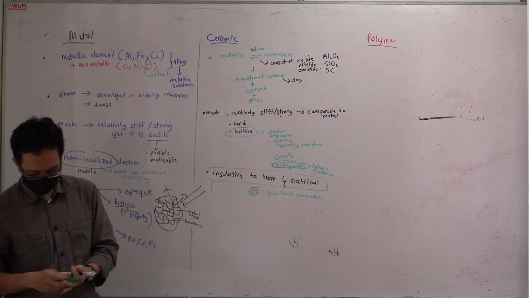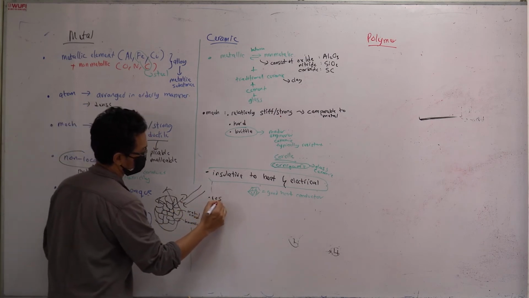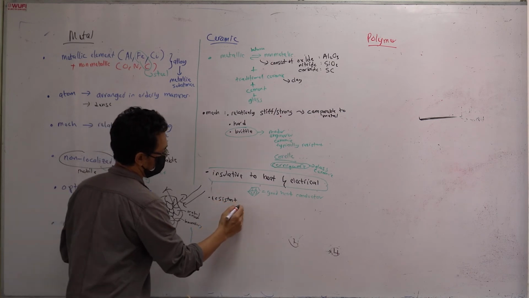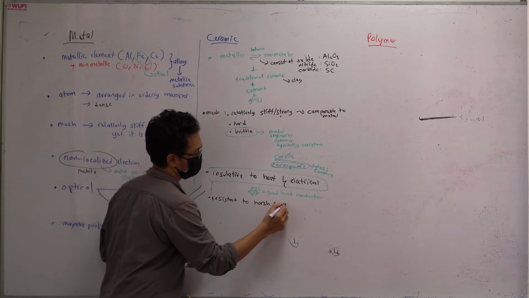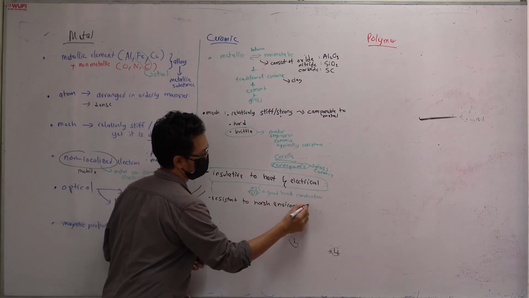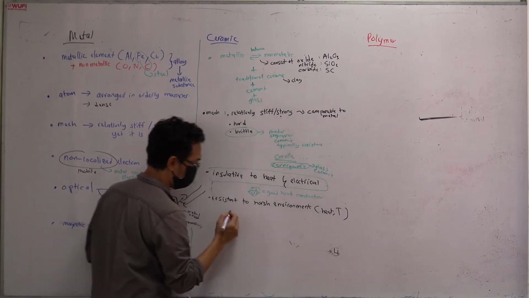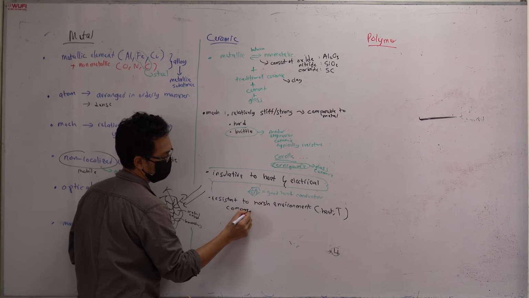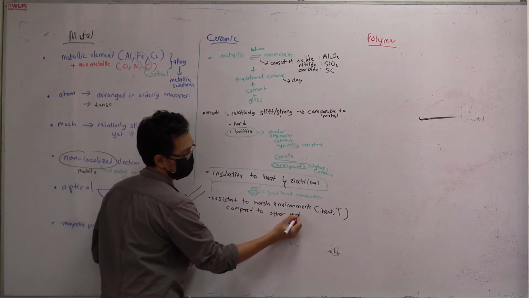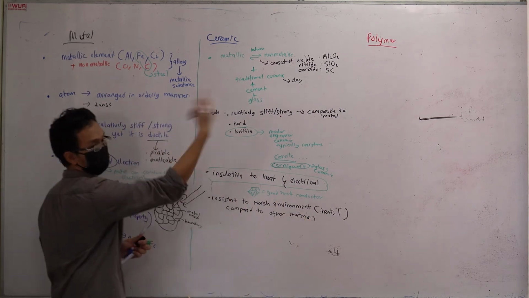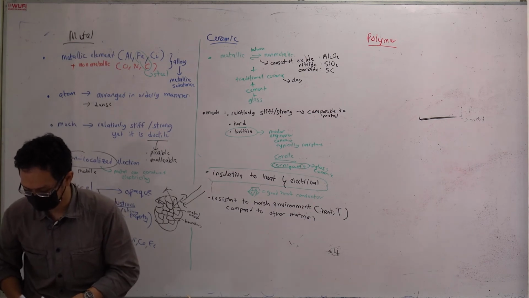Also, one of the properties of ceramic is resistance to harsh environments, for example in terms of heat or temperature. Compared to other materials, meaning metal and polymer, ceramic is more resistant.